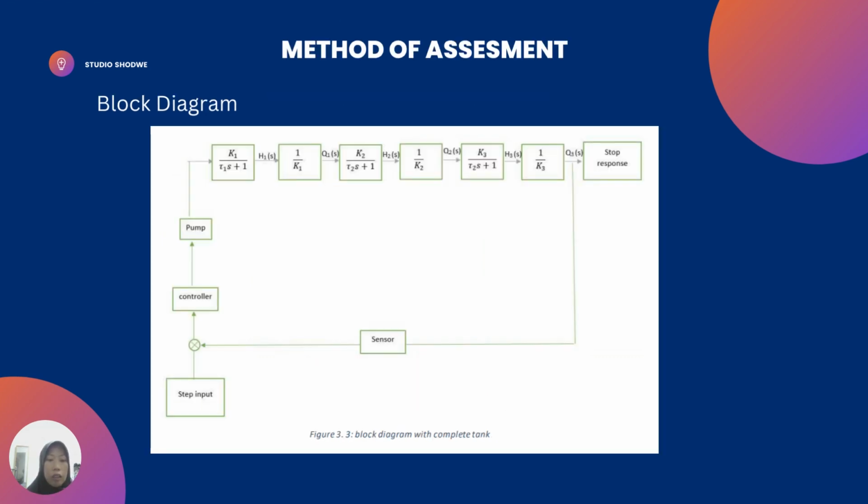The next is our block diagram with the complete tank. First is the step input, and then it goes to the controller pump. After that, it goes to K1 over R tau 1 S plus 1, and then to H1 S and 1 over K1, Q2 S, and it goes to the second stage also. The last one is the step response. It also has a sensor.